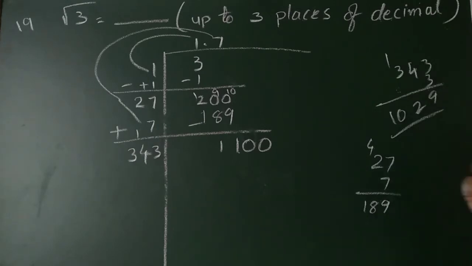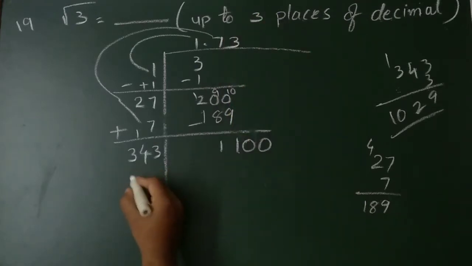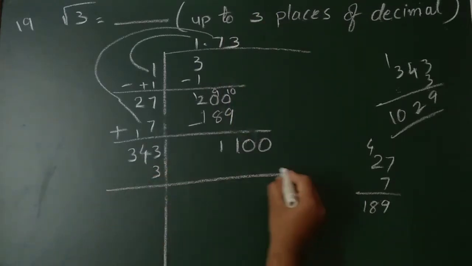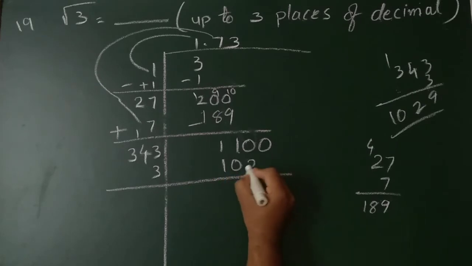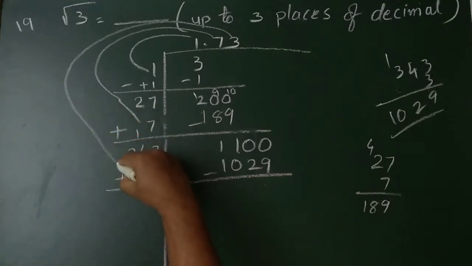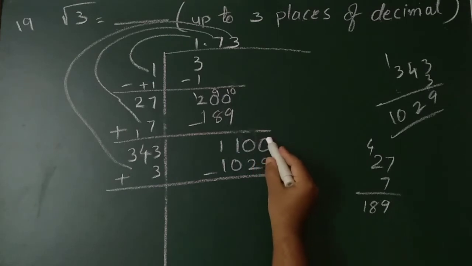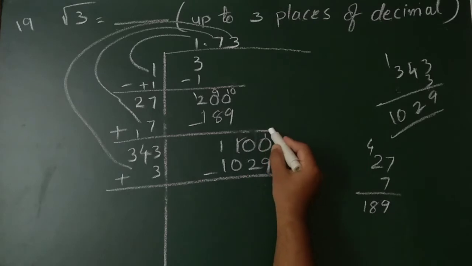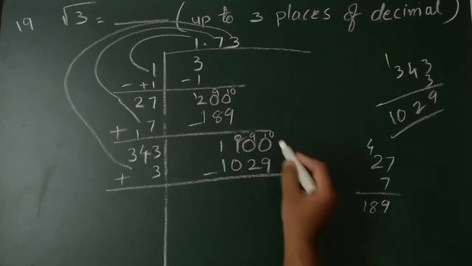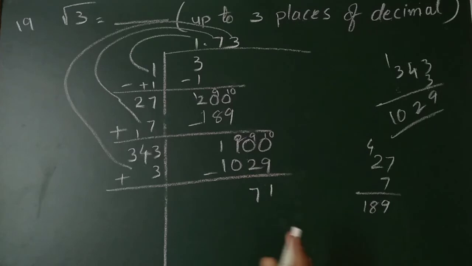If I take 4, then it will exceed. So then I am taking here a 3. So 3s, I want to add here the 3, and 1029. Here subtraction, here addition. So I wrote here this 3. Now 0 minus 9 is not possible. I am borrowing from here. This is also not there, so from here, 10, 9. Here the 0. So 10 minus 9 is 1, 9 minus 2 is 7, 0 minus 0, 1 minus 1 is 0.